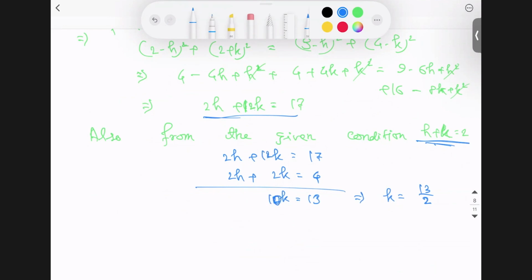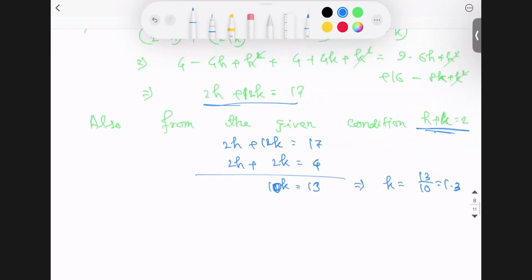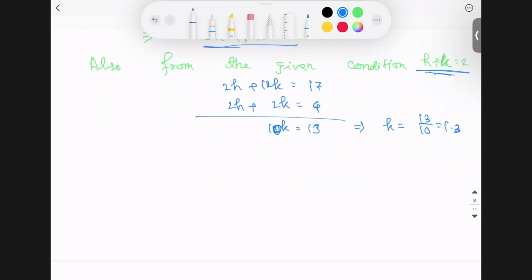Okay, here we will get 10k, and k equals 13 divided by 10, which will give us 1.3. Now, what about the h? h is 2 minus 1 by 1.3. So this implies h equals 2 minus 1.3, which will give us 0.7. Fine. So we obtain h and k.